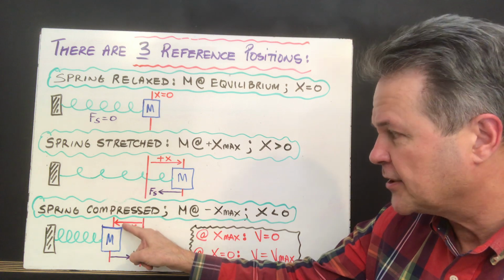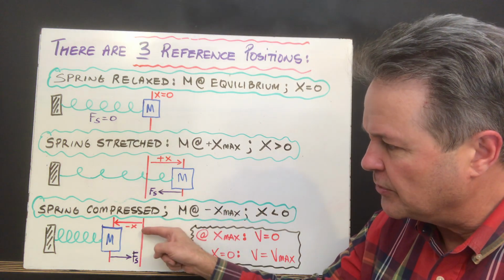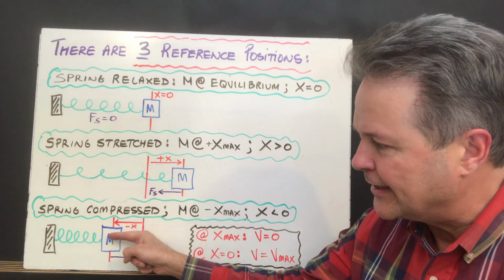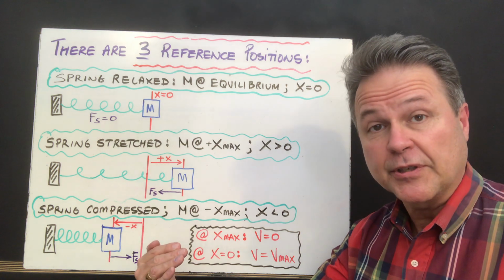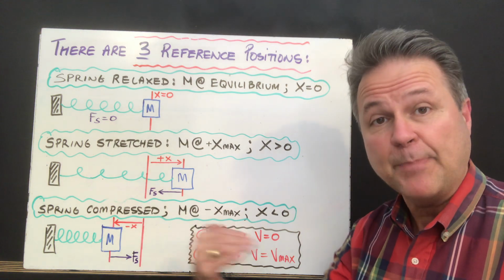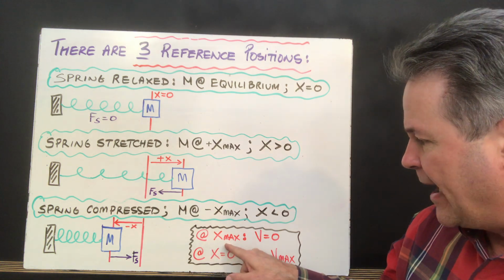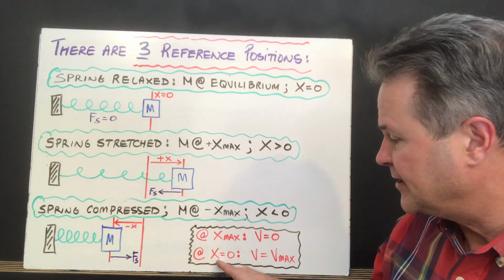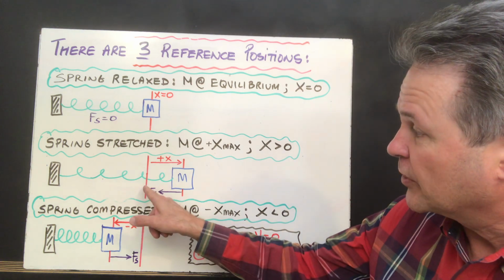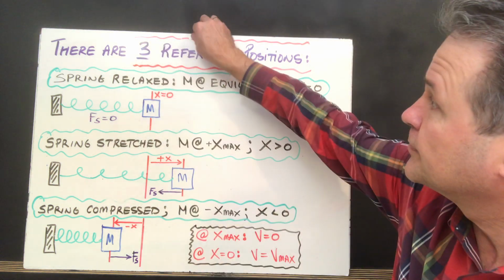Now if you compress the spring, so you apply a force from the outside in this direction, moving the mass in the negative direction, negative x, the restoring force of the spring is going to try to push that mass back towards the equilibrium position. So at x max we have no velocity, and at x equal to 0 we're going to have the maximum velocity, and we're going to further explore that.